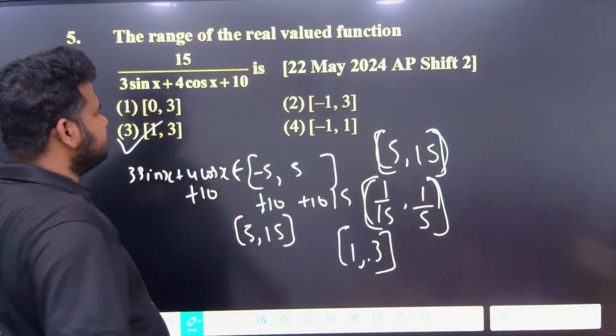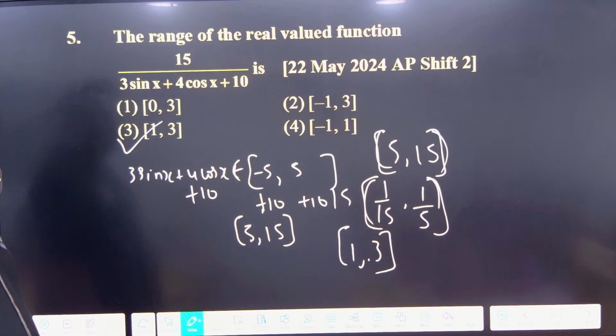Third one. Clear na? Third one. Okay. Why are you laughing? What happened? Understood or not?